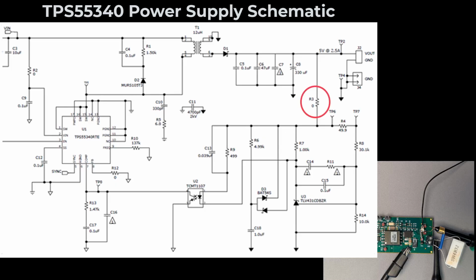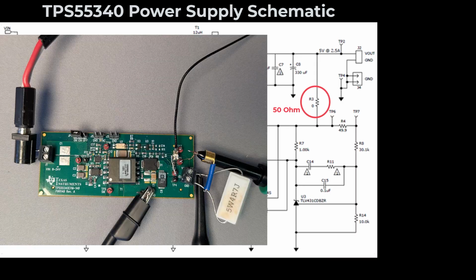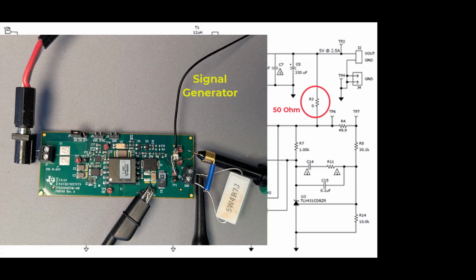Over here you will see R3, which is part of the feedback path, currently with a value of 0. We'll change it to 50 ohms. We're going to inject our signal across it to act as the stimulus for the gain phase response. Connect the isolated signal generator across R3, the 50 ohm feedback resistor.